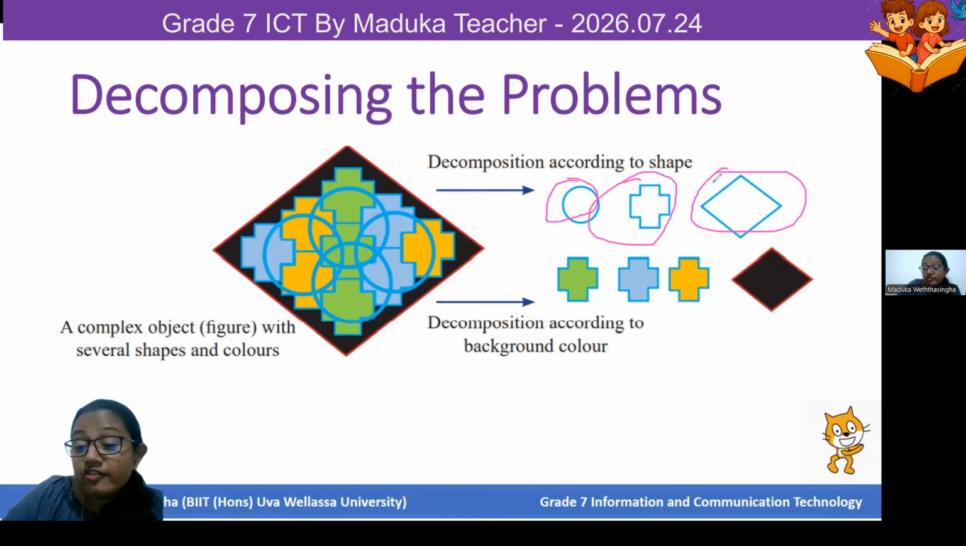And again we are going to decompose according to the background color. The outer one is a diamond shape with black color. And others, this is the shape. We have 3 colors inside this shape: green, ash and yellow. So if we decompose this complex object into small parts, now it's very easy to identify, analyze and understand.